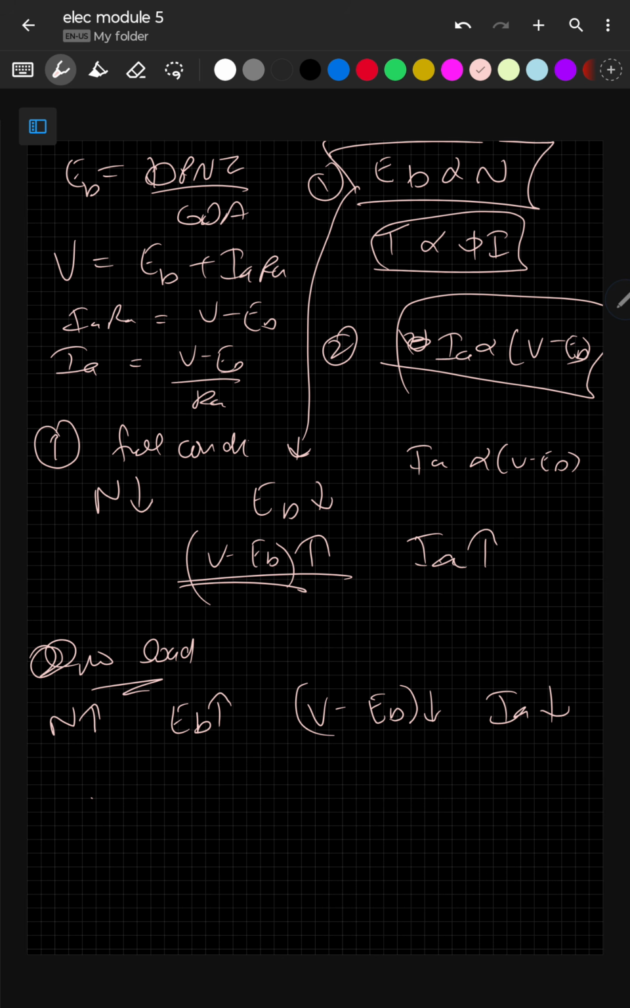That's why we say that the DC motor is a self-regulating machine, because if more load is there, by itself it will draw more current. Why? Because of back EMF. If less load is there, by itself it will take less current. Why? Back EMF. So because of back EMF, we can call the DC motor a self-regulating machine. That was about it.